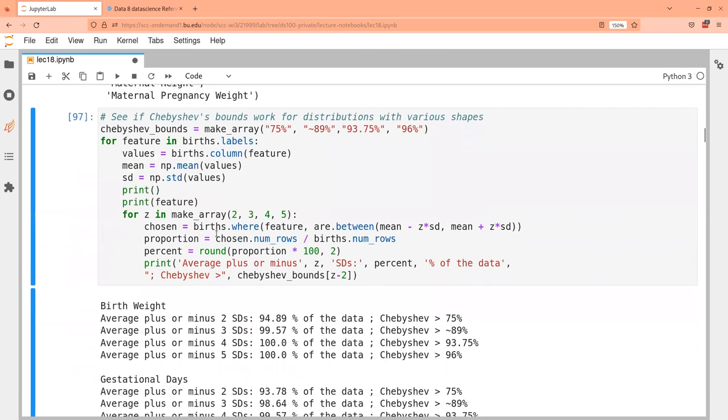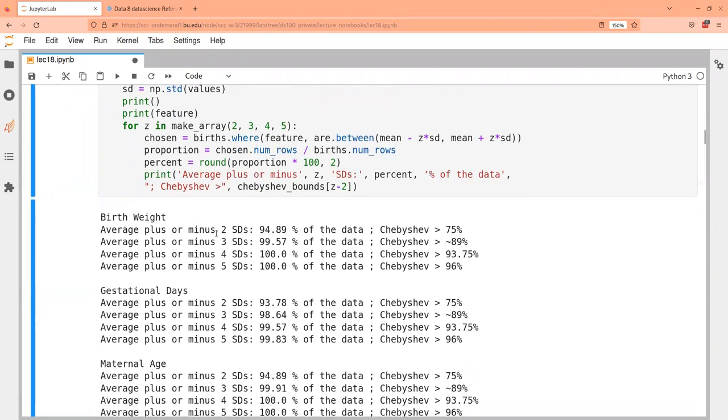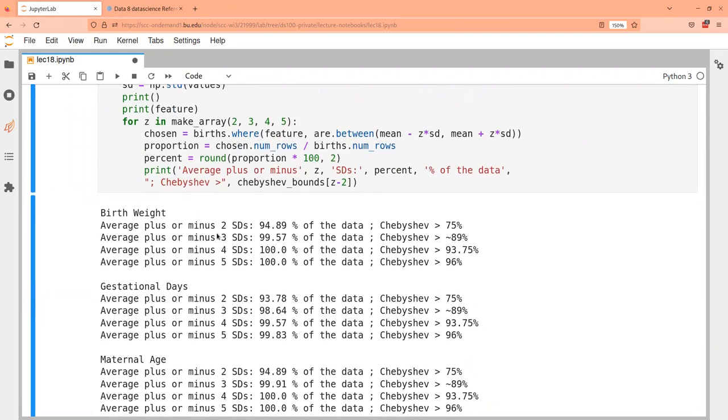So what I wanted to show is that we can write a relatively complicated for loop here, okay? We're going to grab all of the data by column, and then look at it against the same inequalities. And so we can see that, hey, look, for birth weight, 95% of the data is within two standard deviations, and Chebyshev says 75%. Just by way of an example, this is a real world set of data, and look, it does conform to this model.